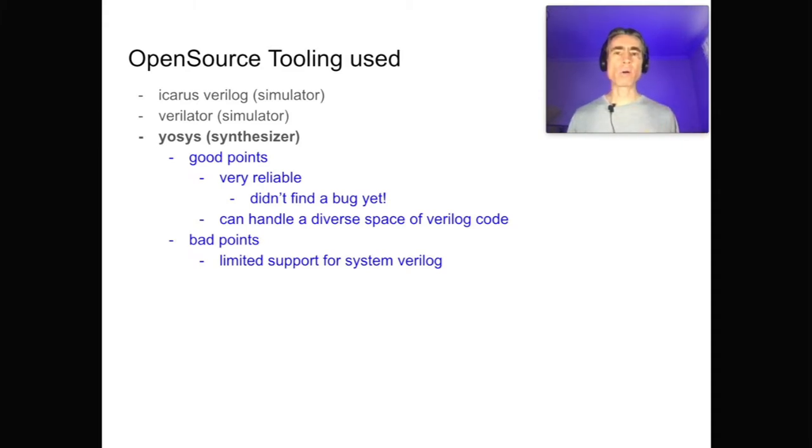So yeah, Yosys just works really well. It's very reliable. It can handle a very diverse space of Verilog code. It doesn't handle SystemVerilog, so you have to feed it Verilog. If it can't handle something, it will say so. It won't just give you the wrong answer. Either it will give you the right answer, which is the vast majority of the time, or it will say it can't handle that input, and it will tell you approximately what you need to change. Bad points, as for all of these tools: limited support for SystemVerilog.